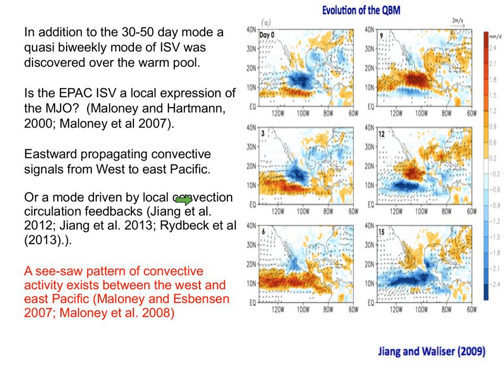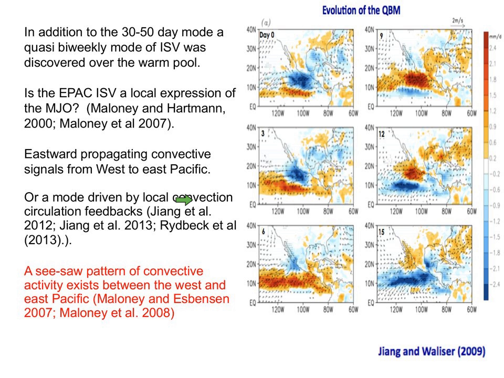There have been some studies investigating this relationship. Some pointed out that it could be due to fast propagating dry Kelvin waves, generated as a response to the convection over the Western Pacific, which then cause convection initiation over the Eastern Pacific. But how much of the Eastern Pacific intraseasonal variability is attributed to such a remote forcing mechanism, and how much is attributed to local generation, is not well understood.